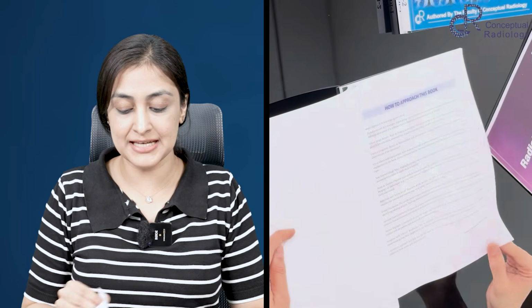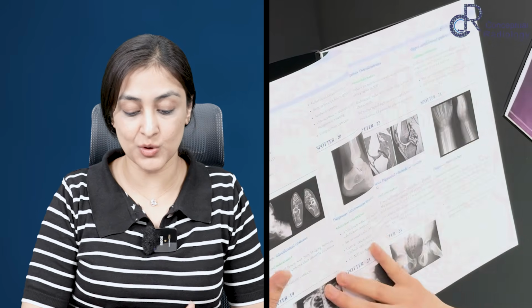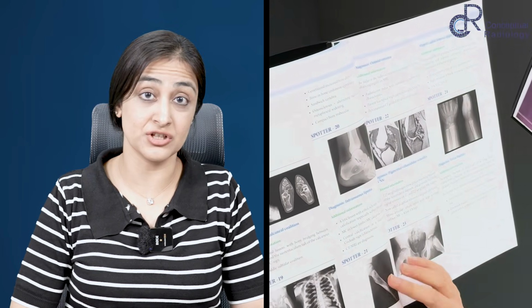So again, you can see how we have covered them system-wise. We have MSK, thorax, abdomen, and head and neck neuro. So you can see all of the spotters. You will see the image, you'll see the diagnosis and additional information.